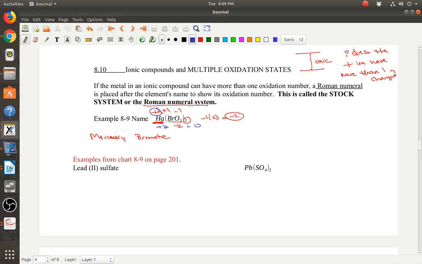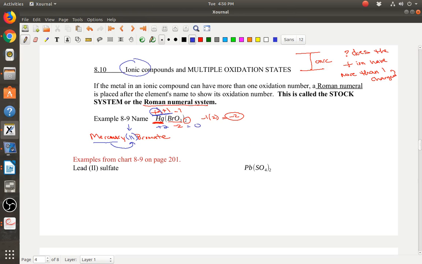Mercury is a metal, non-metal, ionic. I have ionic compounds. So the only difference now is I have to tell myself in the name which charge to use. I'm using the +2 charge, so I put the Roman number 2 in the parentheses. That means mercury uses the +2 charge and bromate is the second ion, the anion. They put the parentheses, the charge of the first atom, only if it has more than 1 choice. So the question always is, does it have more than 1 choice? If it does, use Roman numbers.